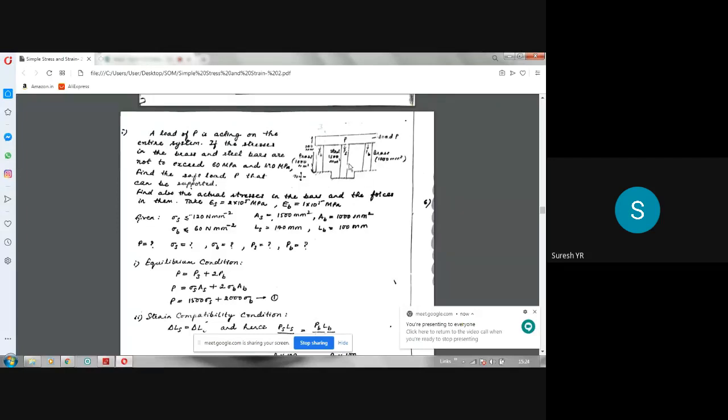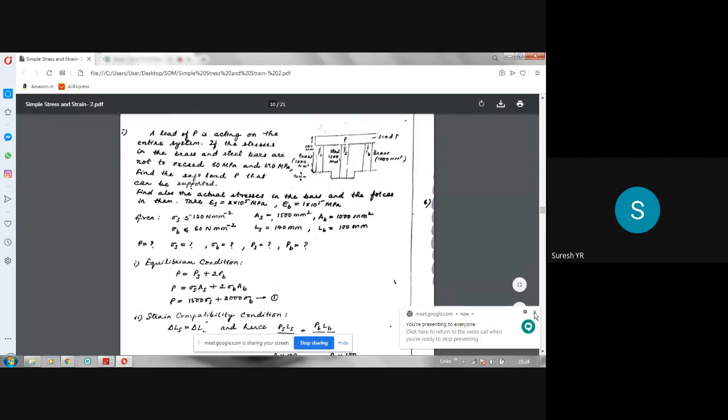The length of the brass bars is the same, and the areas of the brass bars are also the same, but the steel bar's length is different and its area is also different. That means whatever load is carried by this brass bar is the same as the load carried by this brass bar. So you can take these two as PB, and PS is the load carried by the steel bar.